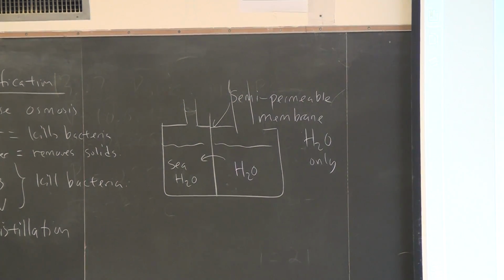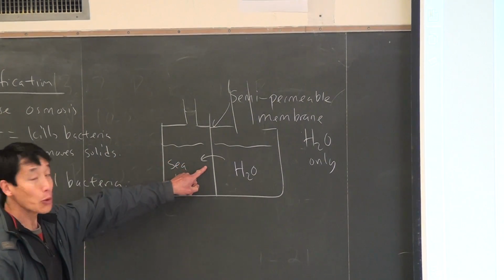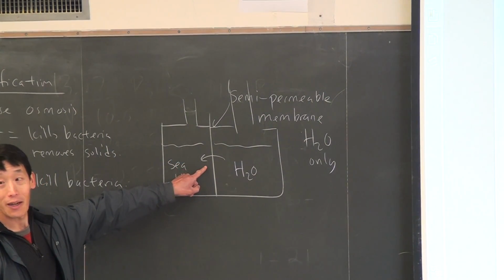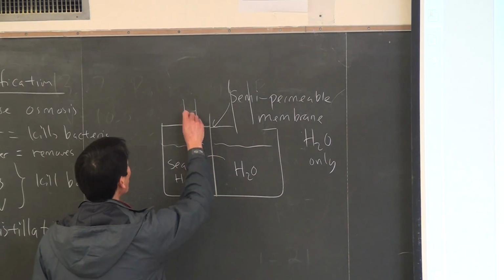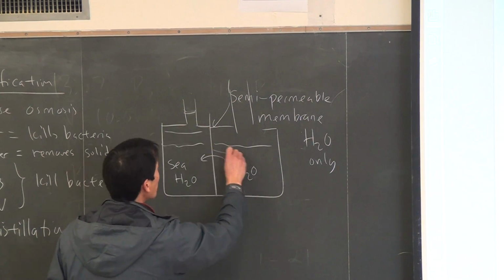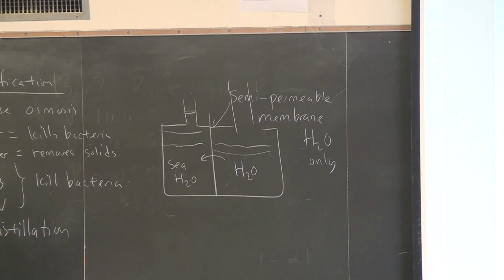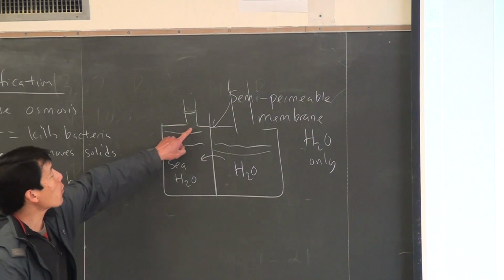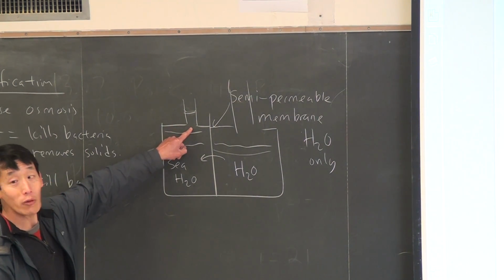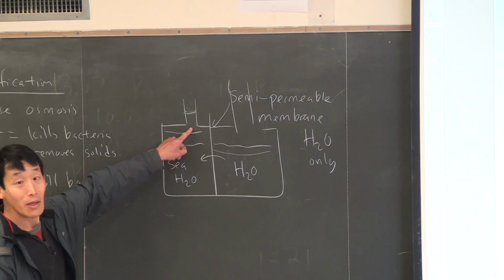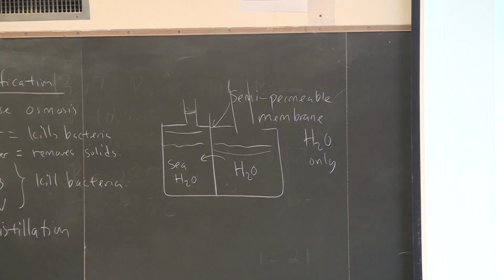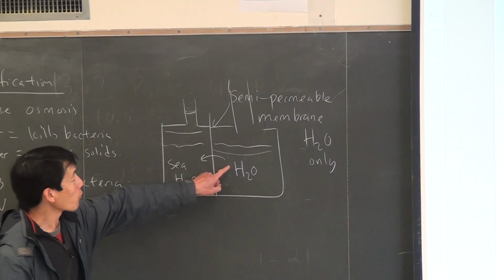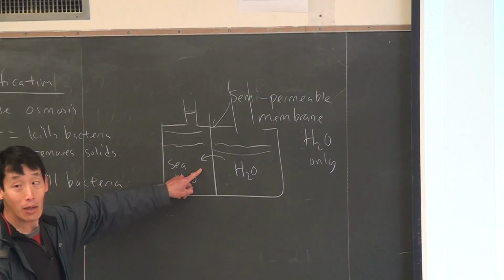Now, osmotic pressure is the pressure required to stop normal osmosis from occurring. As this happens, we would see this water level rise, so the two levels are not going to be equal. So when you're designing a reverse osmosis system, you've got to calculate that pressure so that instead of water going from right to left, it's going to go from left to right.